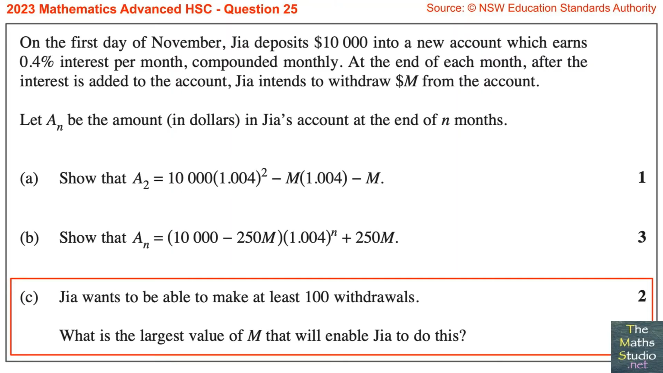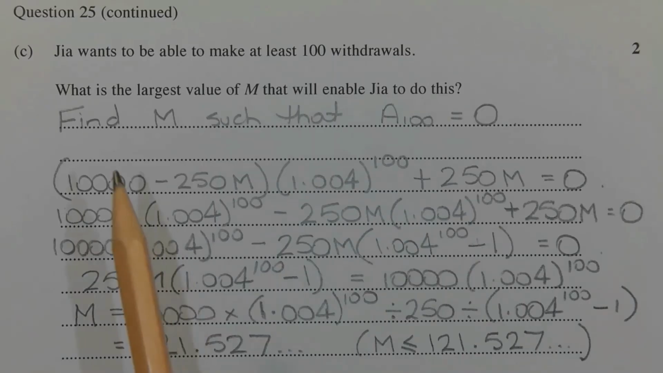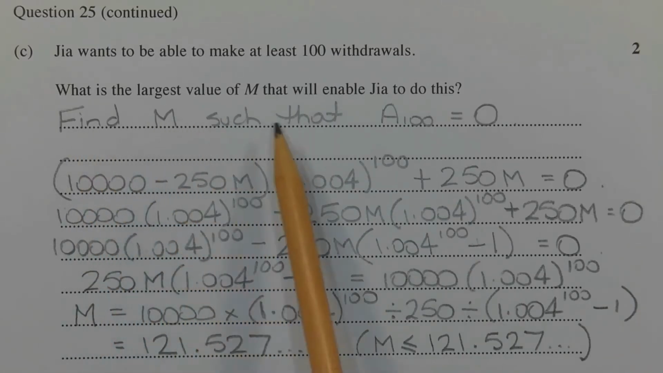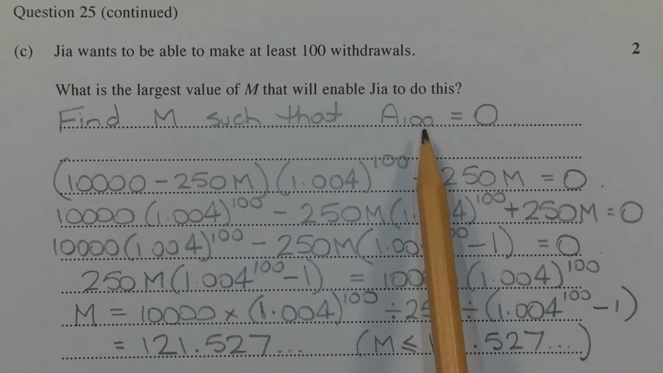Part C. Gia wants to be able to make at least 100 withdrawals. What is the largest value of M that will enable Gia to do this? We want to find a value M such that A100, which is the amount in the account after the 100th withdrawal, is $0. And if M is larger than that, then Gia cannot make 100 withdrawals. It'll be less than that.